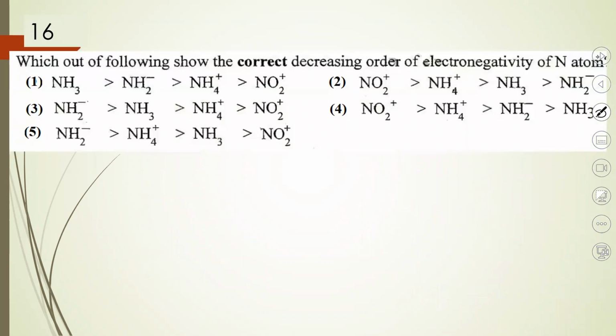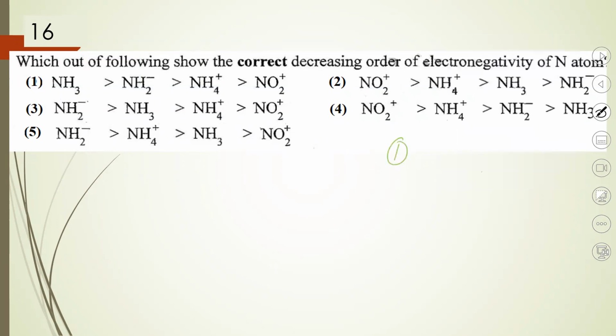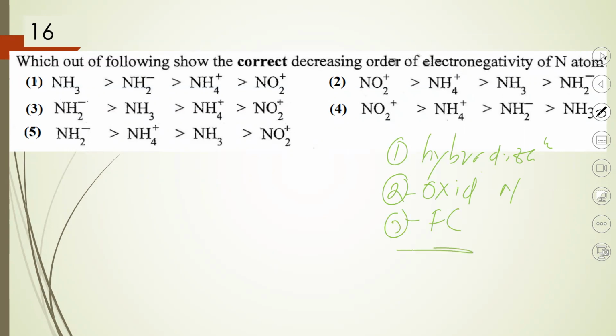Now, question number 16. Which out of the following shows the correct decreasing order of electronegativity of nitrogen? Electronegativity, what are the things we have to consider? I think you may have some idea. First, you have to find the hybridization. Hybridization has to be considered. Second, oxidation number, and the formal charge. In this way, you can find the things. There are some other factors also. This is the order, right? Now let's find the things.